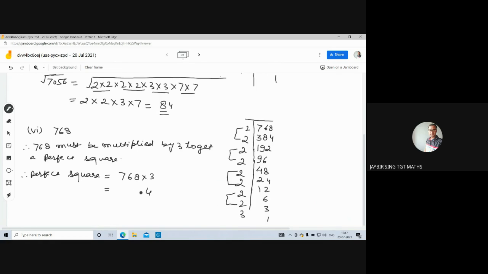3 eights are 24, 3 sixes are 18, carry 2 to make 20, 3 sevens are 21, 23. Okay, now we have to calculate the square root of 2304. It is very simple, no need to factorize this. This is already factorized. So we have to write one more 3 only. How many 2s are there? 1, 2, 3, 4, 5, 6, 7, 8. And this 3 was there, and we need to have one more 3, so it will be 3.